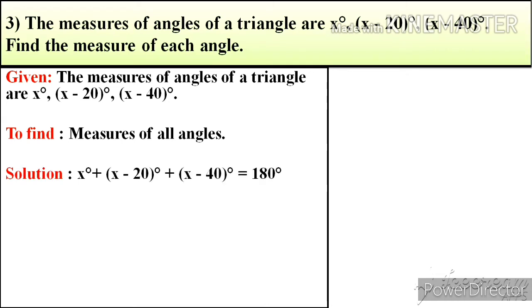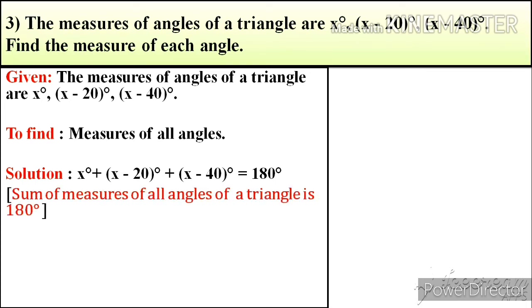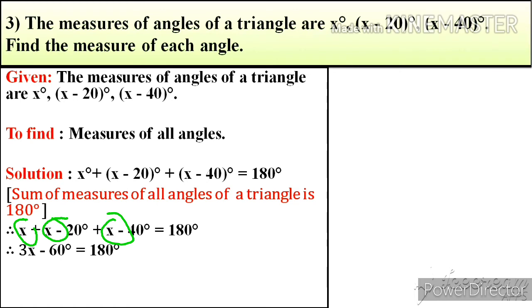Solution. Addition of all the three angles, x degrees plus x minus 20 degrees plus x minus 40 degrees, equals 180 degrees. The sum of the measures of all angles of a triangle is 180 degrees. Now open the bracket. Therefore we get x plus x minus 20 degrees plus x minus 40 degrees equals 180 degrees. For x, there are a total of 3x. 3x minus 20 minus 40 is minus 60 degrees, equal to 180 degrees.